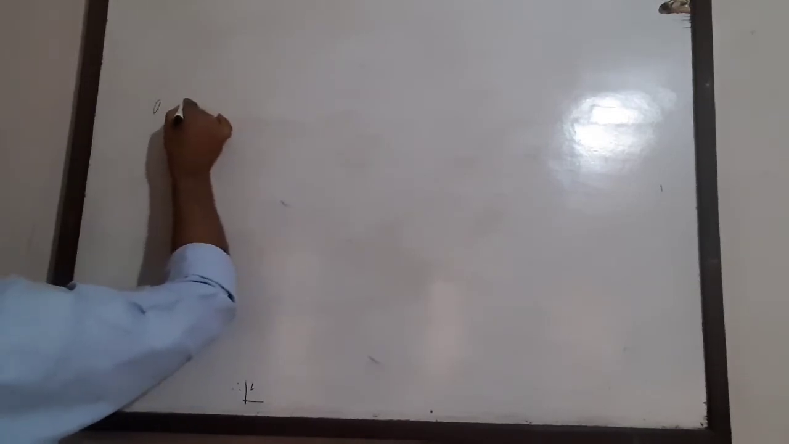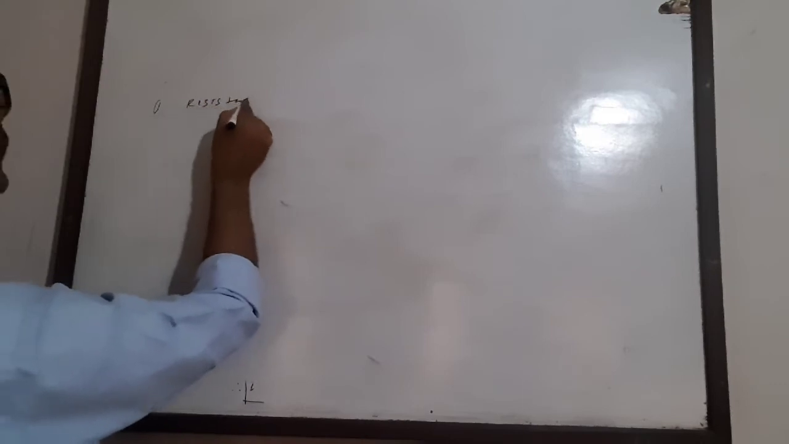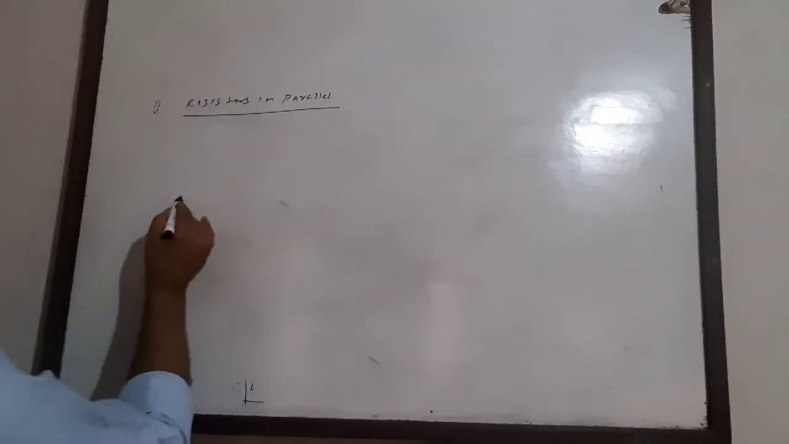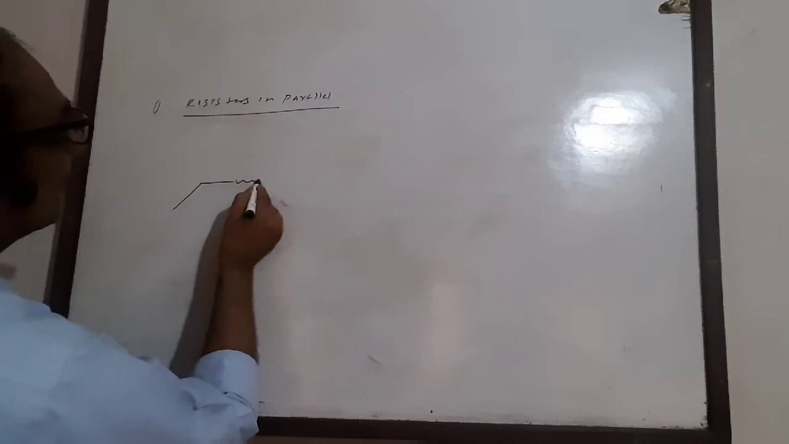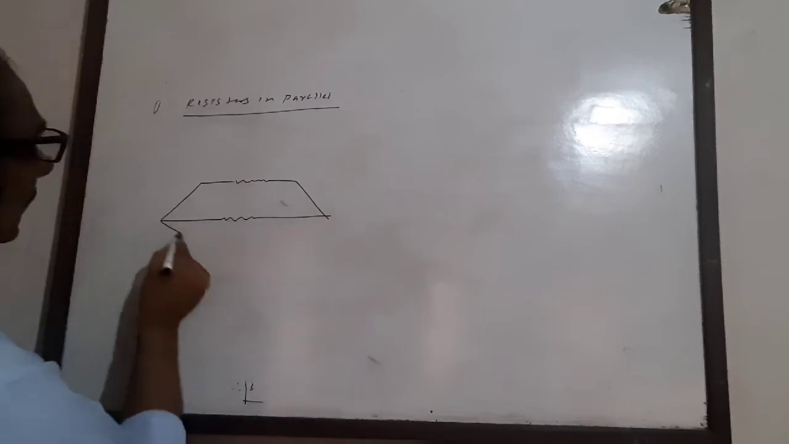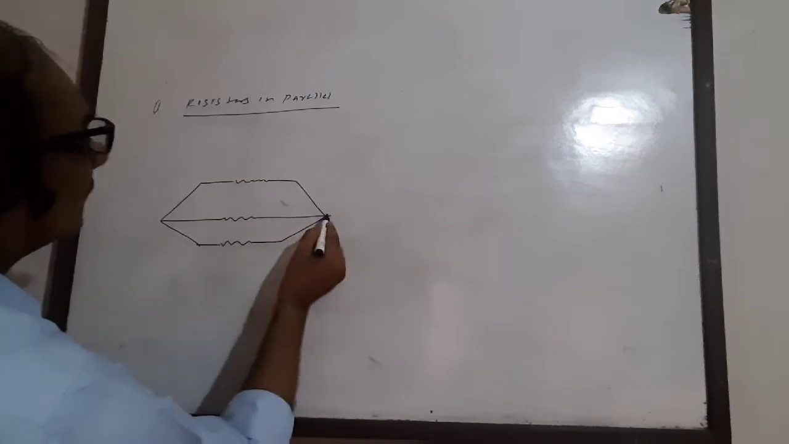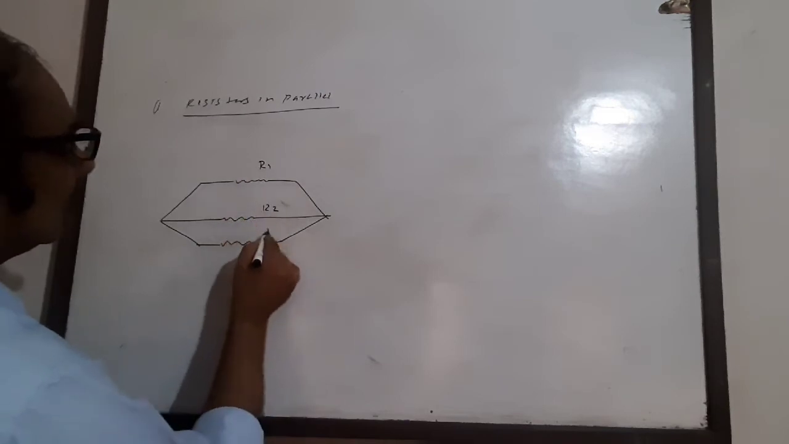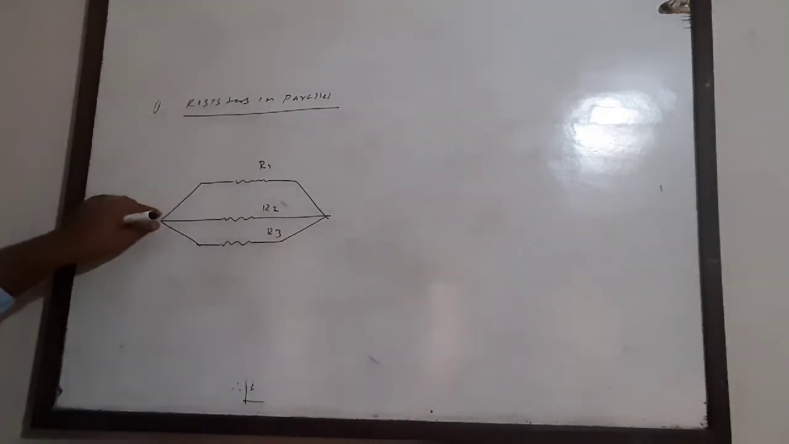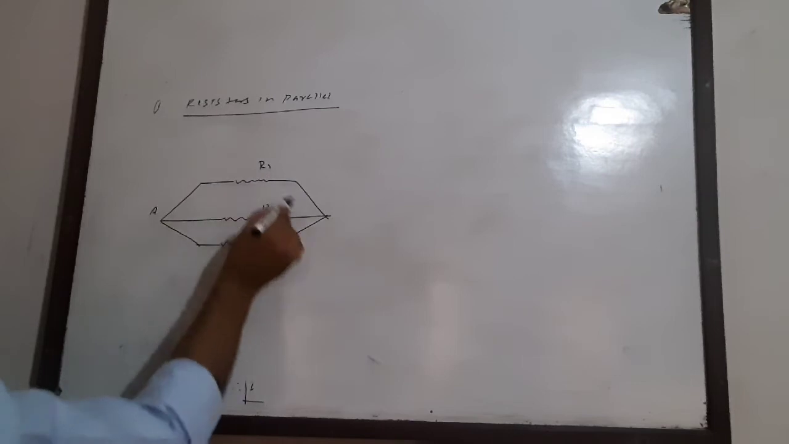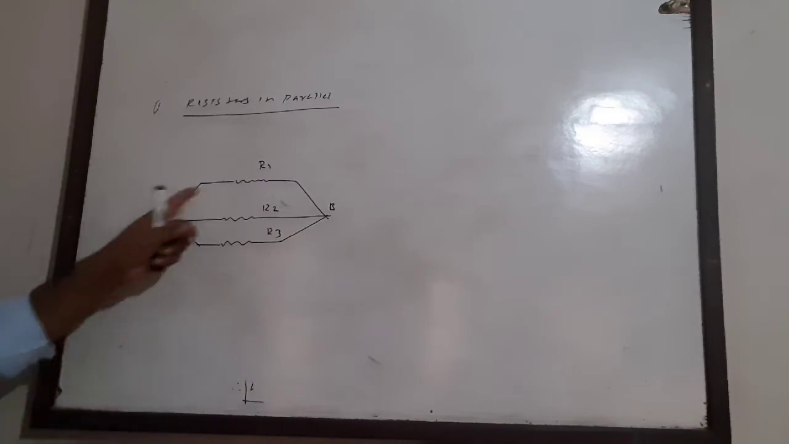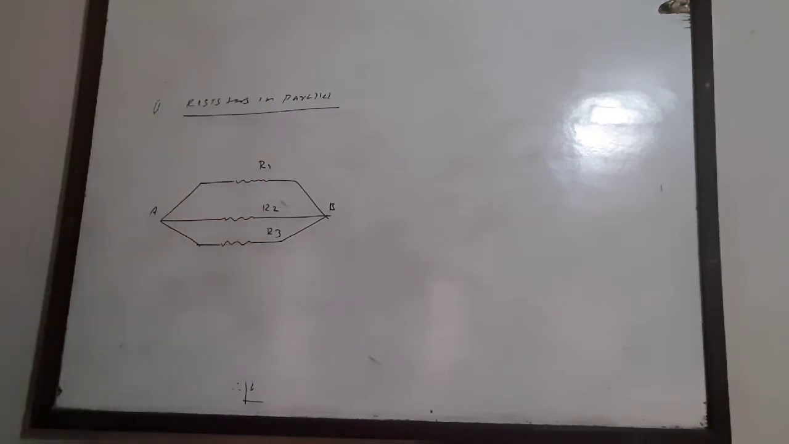Number 2, resistors in parallel, and if the resistors like R1, R2, R3 are connected as shown in the figure, means all of the one ends of the resistors are connected at a point like A, and remaining terminals are connected to the point B. Such types of the combination of resistors is known as the resistors in parallel.